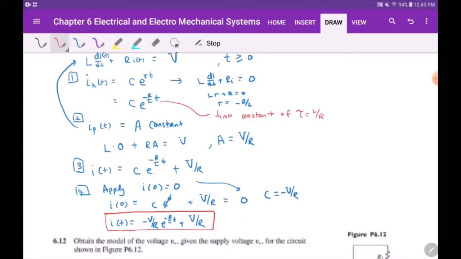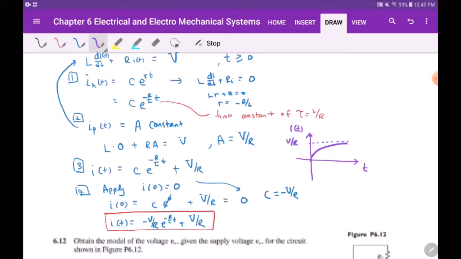So this function, if you sketch it, will look like this. We have I sub t, and this is t. This is going to be an upside down decay function. We have V over R, which is the final value. It's going to start from 0, and it's going to approach it.